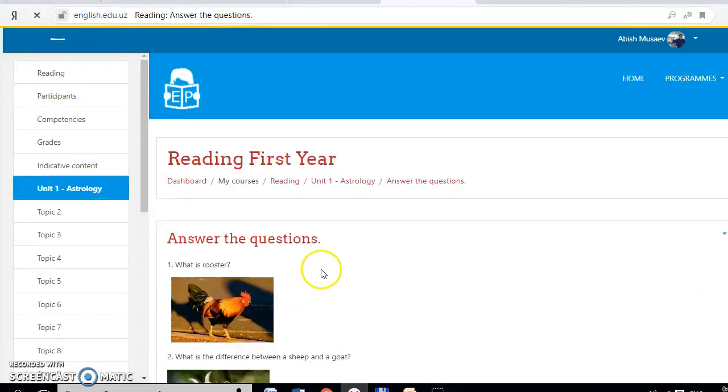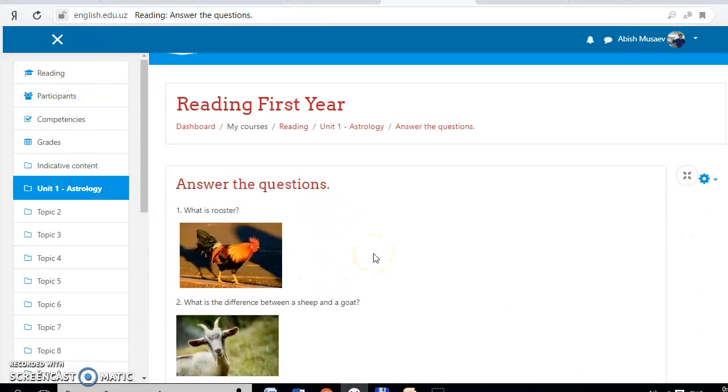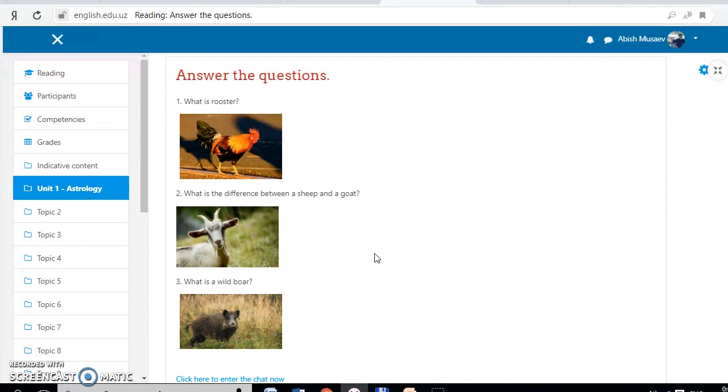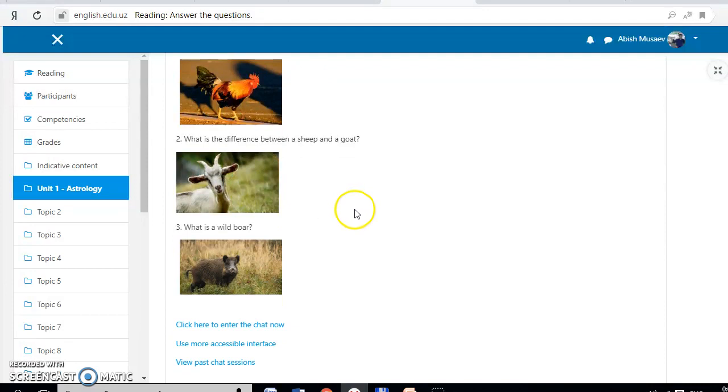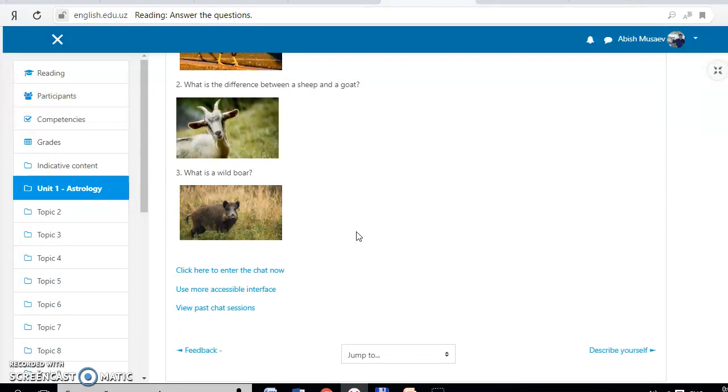Here I designed it in this form. So here are given pictures with questions. For instance, what is a rooster? And the second question, what is the difference between a sheep and a goat? Third question is, what is a wild boar? Here learners, after answering these questions, will click enter and start to share their answers in the chat session.